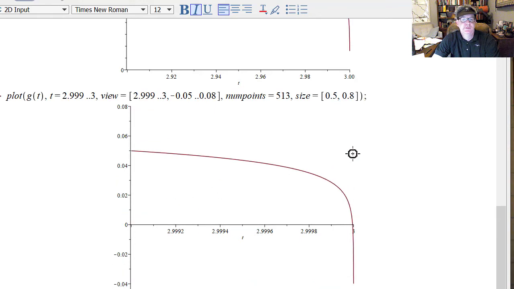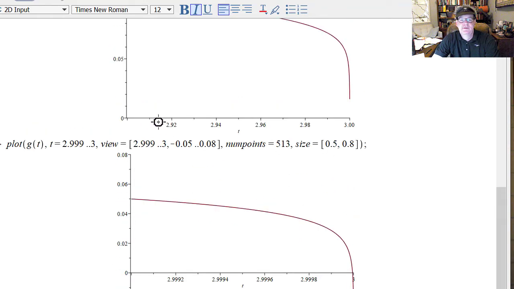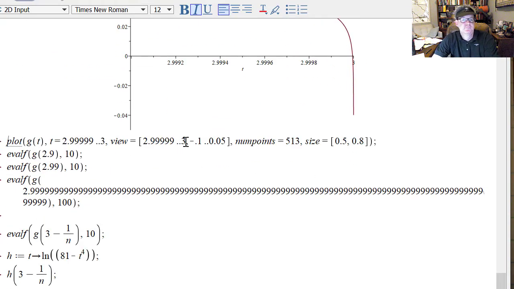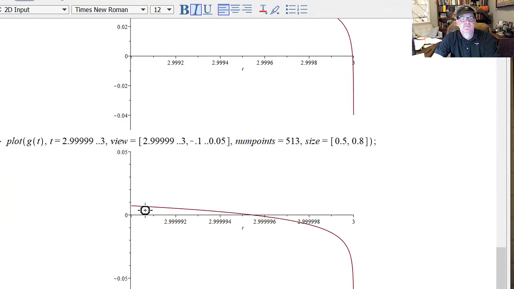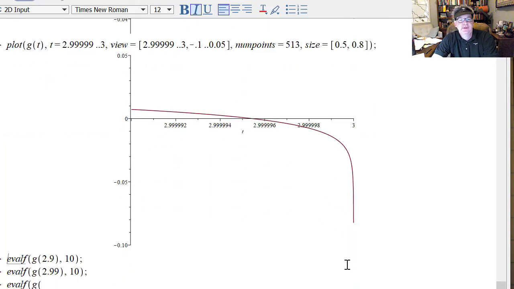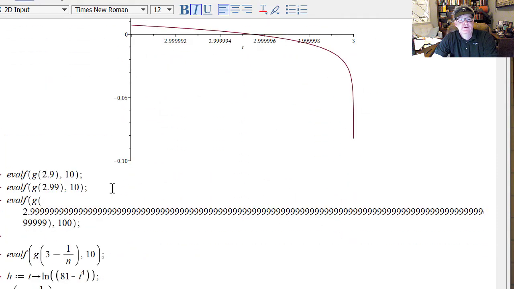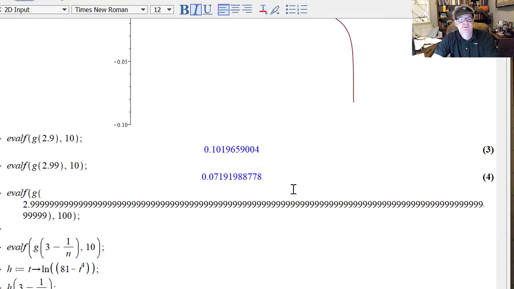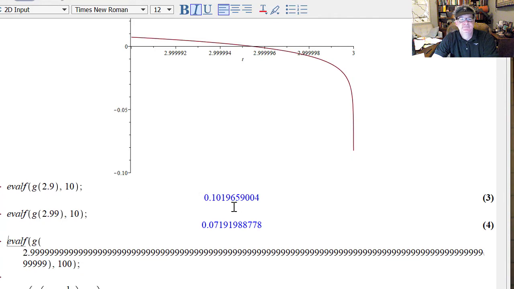If I zoom in more, it gradually crosses the x-axis. When I zoom in, it always looks flat until right at the end. Again, at 2.9, I was about at 0.1. At 2.99, I'm at 0.07. Here's the value to reach about -2: G of 2.9999. And I find that by doing the work I mentioned before.